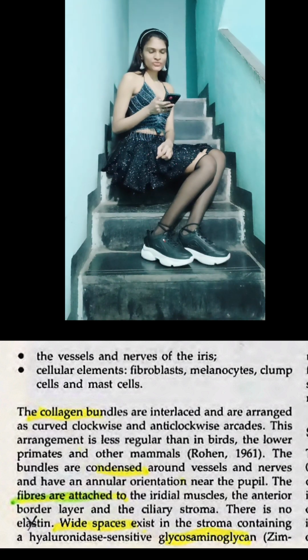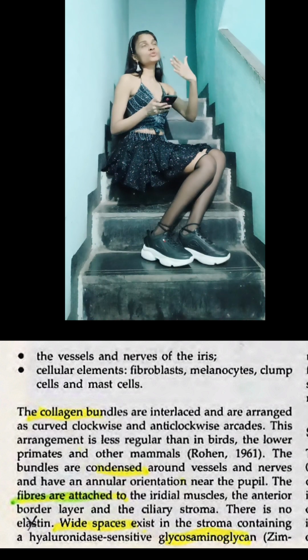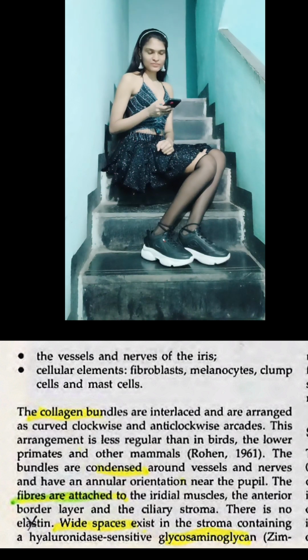So these collagen fibers present in the stroma are arranged in an annular fashion. And second, they are attached to the iridial muscles, that is sphincter pupillae muscle and dilator pupillae muscle, then the ciliary stroma, and anteriorly to the anterior border layer, the anterior limiting membrane. There is no elastin in this stroma of the iris. It's a collagen tissue, collagen fibers.